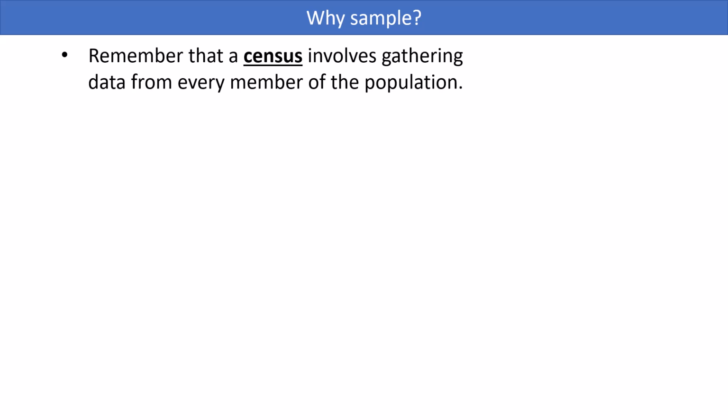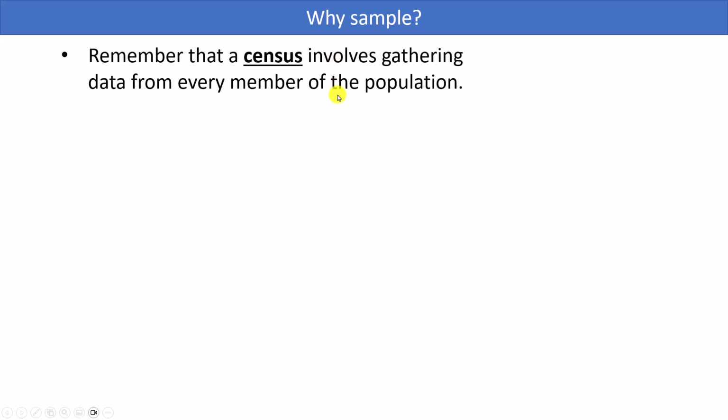Now you may remember the distinction between a sample and a census. A census is when you gather data from every single member of your population of interest. So remember, you as a researcher are going to determine what your population is. The population is just the group of all individuals that you would like to study.